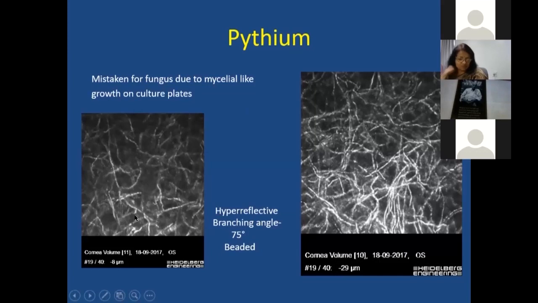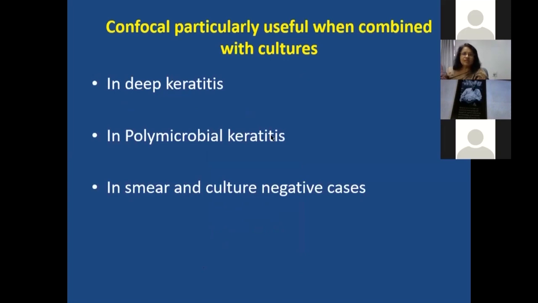One of the things that we have observed with Pythium keratitis is that even when the lesion is very superficial, sometimes it takes multiple scrapings to get a smear positive or a culture positive. The confocal microscopy can also be combined with cultures in certain situations with better relevance. For example, in deep keratitis, in polymicrobial keratitis, and also in smear and culture negative cases.